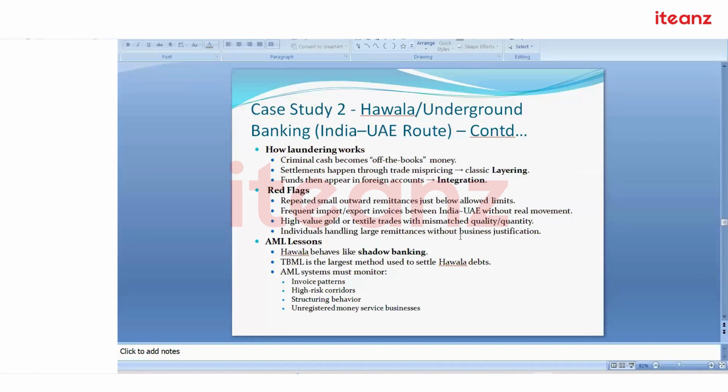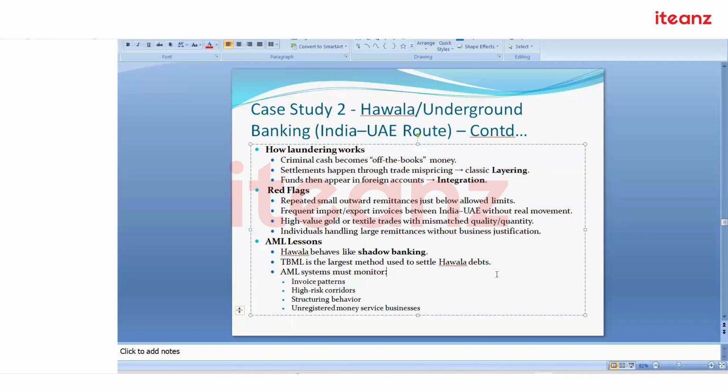Here is something called shadow banking. What is shadow banking? They are not banks, but they are used as banks. Understood, right? I'll take five to ten minutes more here. This is also a very good concept.